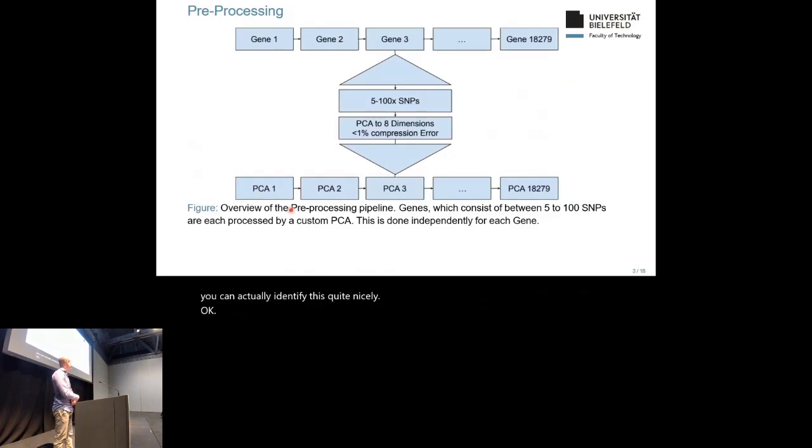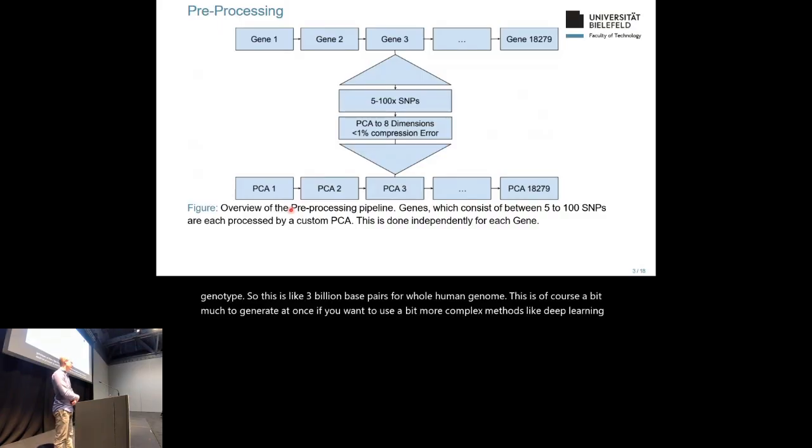Now I will go a bit into the pipeline. What kind of data are we using? I said whole genotypes. This is like 3 billion base pairs for a whole human genome. This is, of course, a bit much to generate at once, at least if you want to use more complex methods like deep learning. So we have to pre-process, which is typically done in biology.